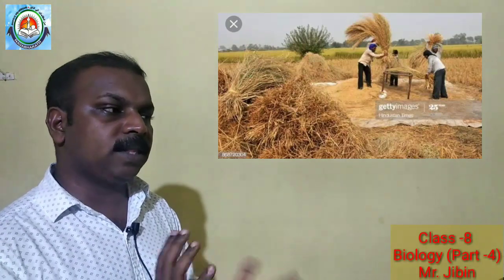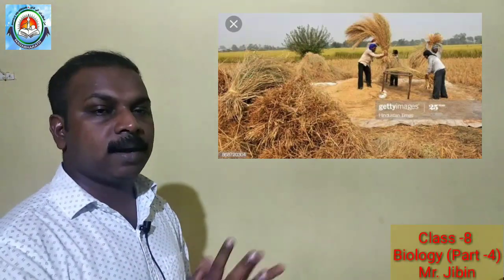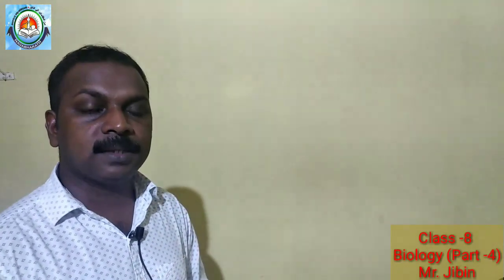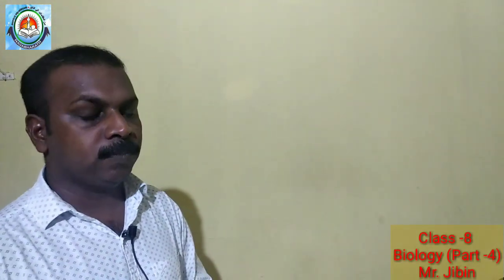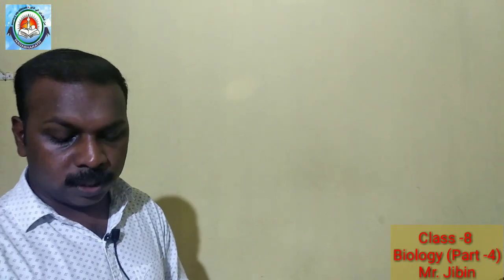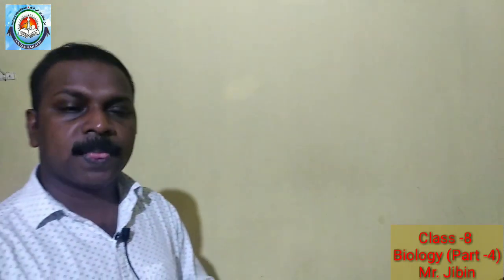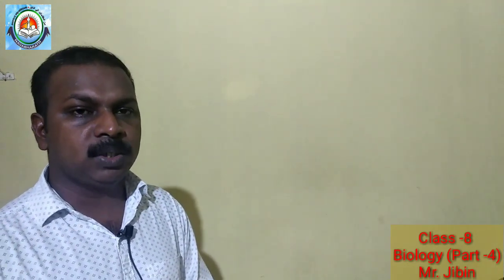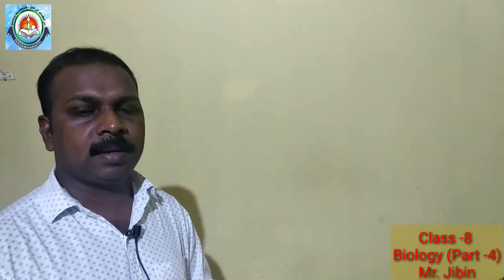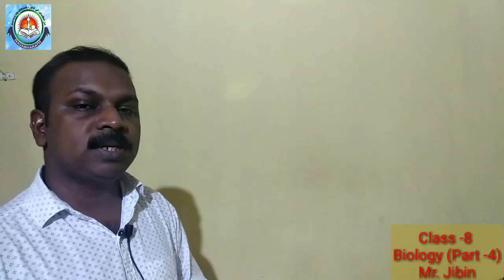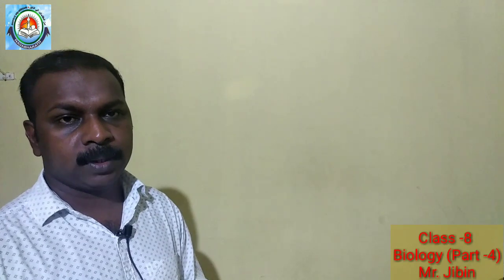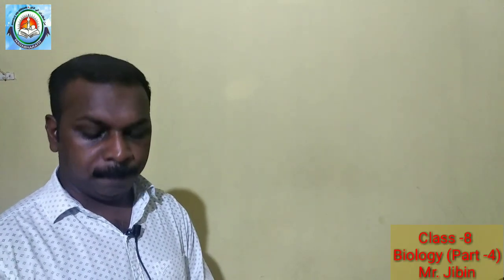Threshing means just beating these plants on any hard substance, and as a result, these seeds or grains are separated from the main stem. That is called threshing. A machine also is used. These machines are used for both harvesting and threshing; a combined machine is used. Such machines are used in modern agriculture so that the work will be easy. It saves time also.